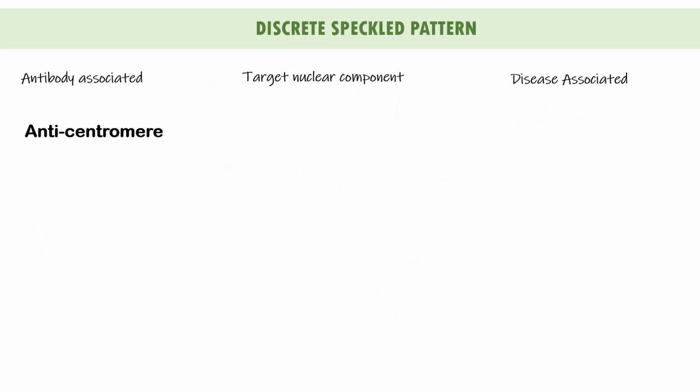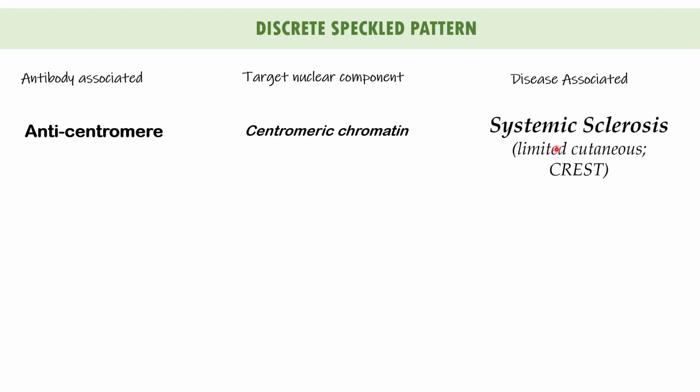Next, we have the discrete speckled pattern associated with your anti-centromere antibodies. So the anti-centromere antibodies target the centromeric chromatin, and this is particularly associated with systemic sclerosis, the limited cutaneous type, particularly for those patients exhibiting the CREST syndrome. So what is this CREST syndrome?